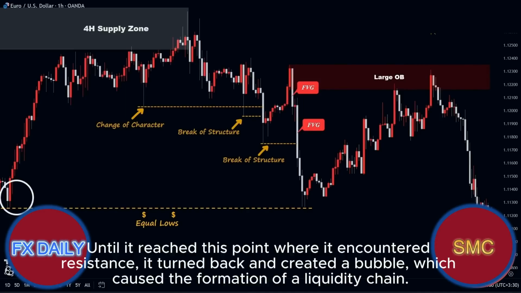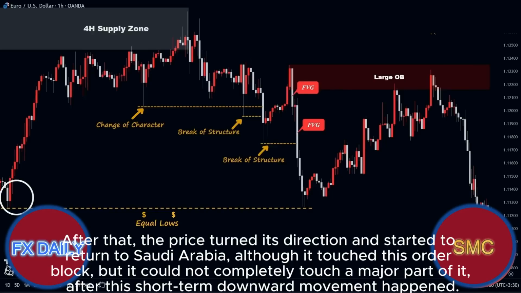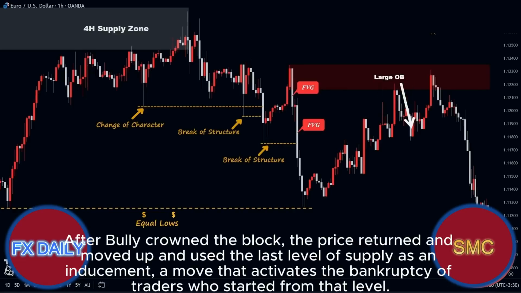Until it reached this point where it encountered resistance, it turned back and created a bubble, which caused the formation of a liquidity chain. After that, the price turned its direction and started to return upward, although it touched this order block, but it could not completely touch a major part of it after this short-term downward movement happened. After the block was touched, the price returned and moved up and used the last level of supply as an inducement, a move that activates the bankruptcy of traders who started from that level.